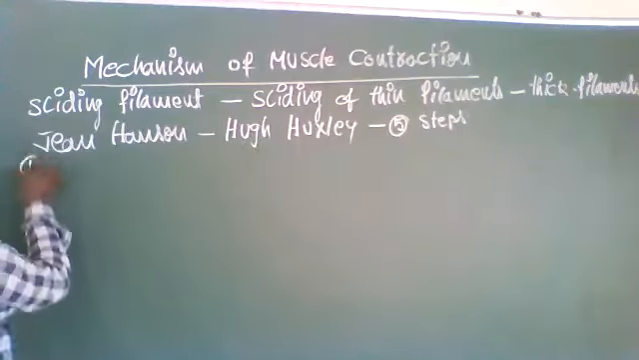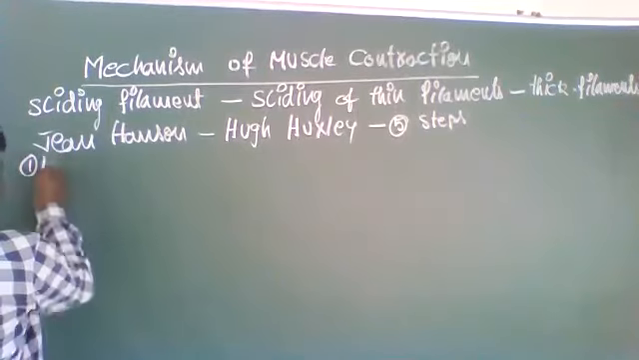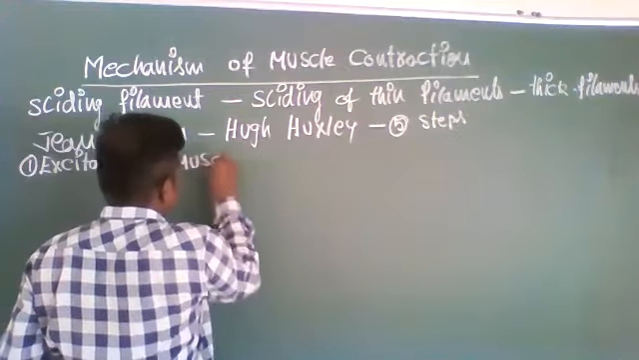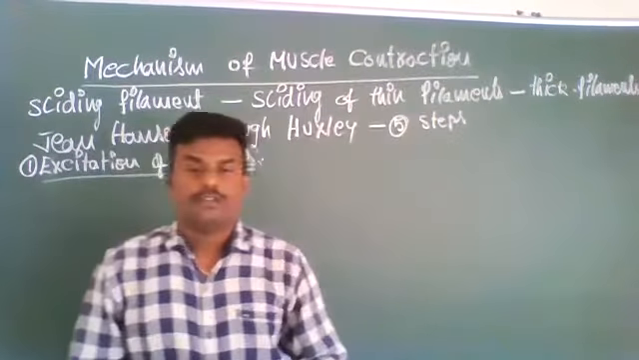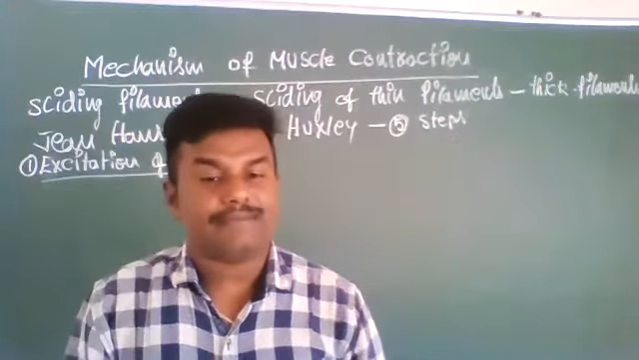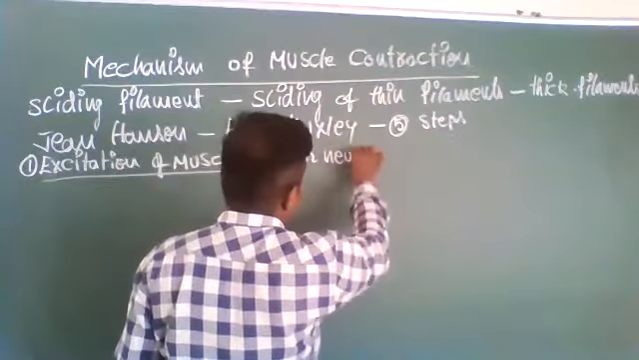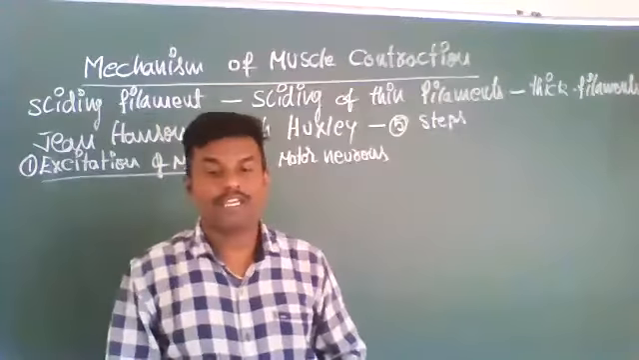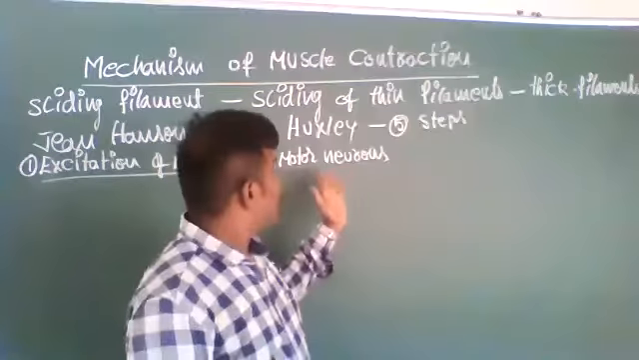The first step is excitation of muscles. For initiation of contraction, the central nervous system sends signals through motor neurons. There are 3 types of neurons: sensory neurons, motor neurons, and mixed neurons. For the excitation of muscles, signals are sent by the central nervous system through motor neurons.